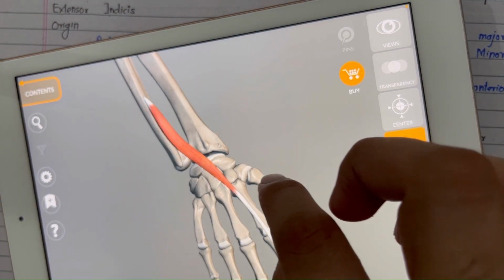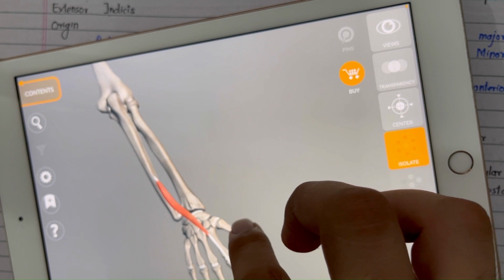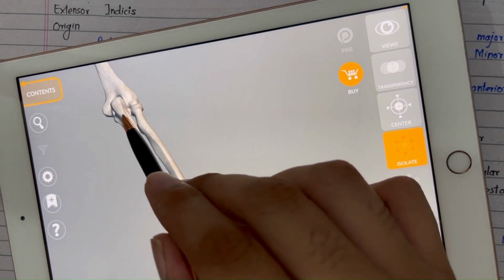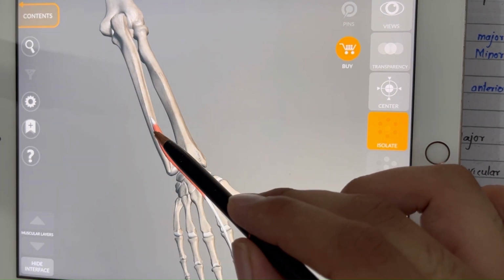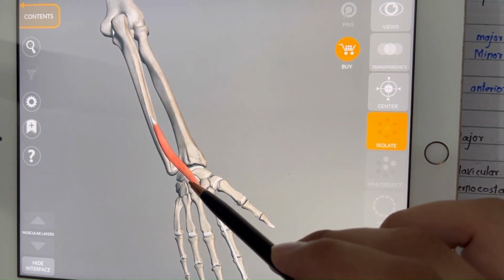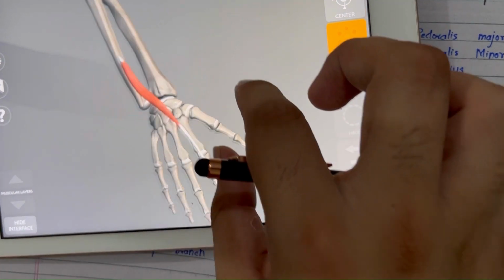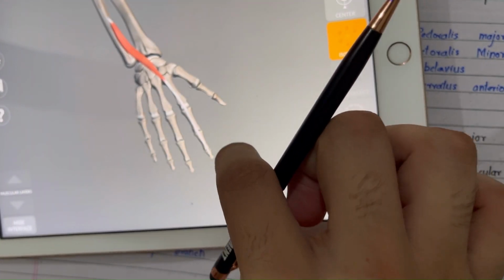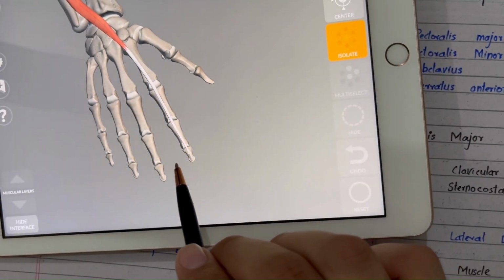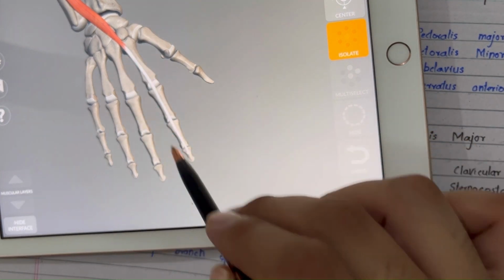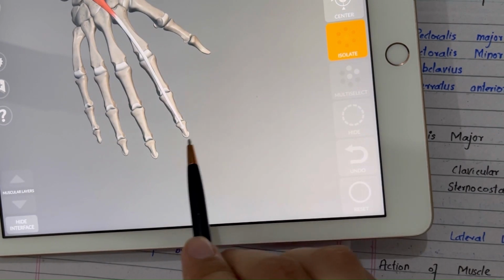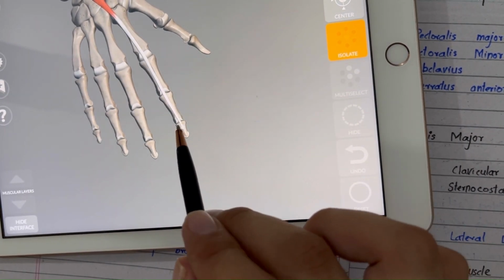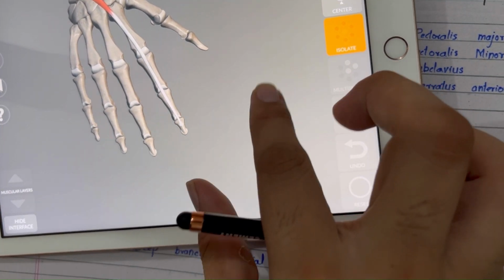Now student, moving toward the last muscle of the deep layer, which is the extensor indicis muscle. Student, the extensor indicis muscle originates from the posterior surface of the shaft of the ulnar bone. This is the ulnar bone. So this muscle originates from the posterior surface of the shaft of the ulnar bone, runs inferiorly and inserts into the extensor expansion of the distal phalanx of the index finger. This is the index finger and this is the distal phalanx. So this muscle inserts into the distal phalanx of the index finger.